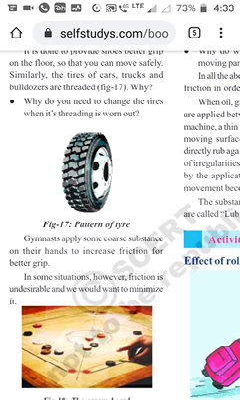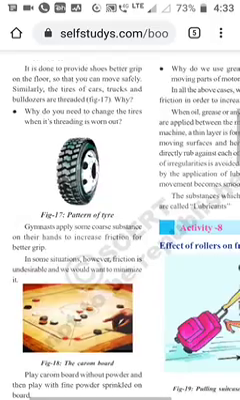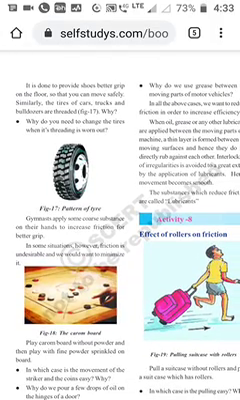In some situations, however, friction is undesirable and we would want to minimize it. Gymnasts also use some tricks to get the grip of their hands. And when you are playing carom board, what do we need to do? We need to spread some powder on the carom board. Yes or no? Why do we need that powder? To move the coins very freely. Without powder, what happens?